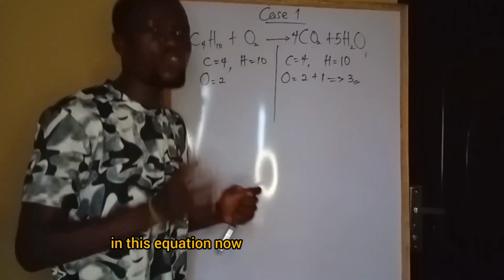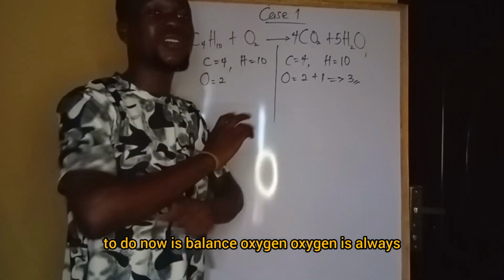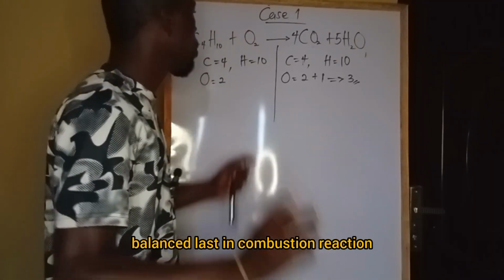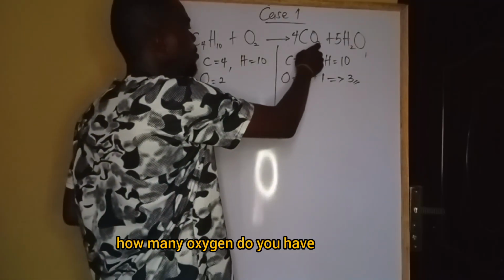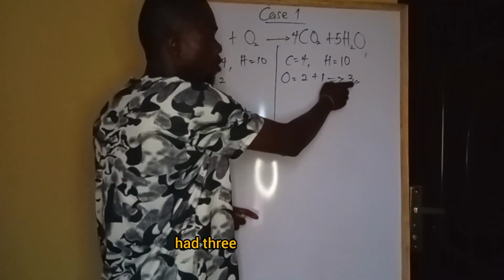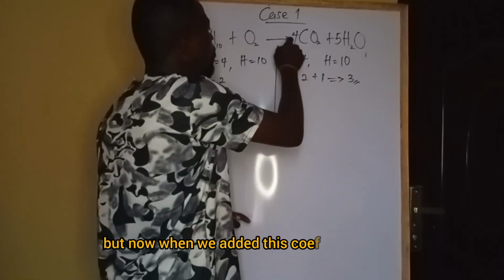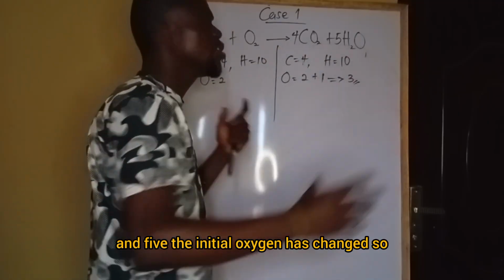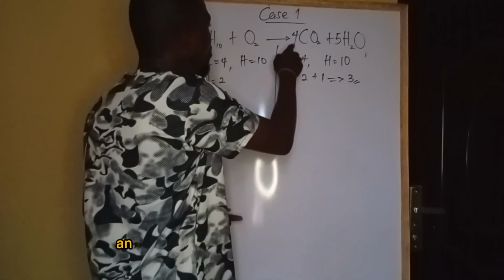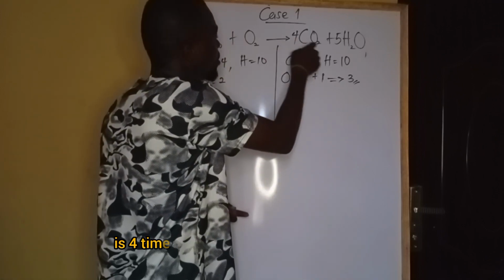Now the last thing you need to do is balance oxygen. Oxygen is always balanced last in a combustion reaction. How many oxygen do you have here? 2. How many oxygen do you have here? Initially we had 3 oxygen, isn't it? But now when we added these two coefficients, 4 and 5, the initial oxygen has changed. So now the oxygen we'll be having here is 4 times 2, which is 8.